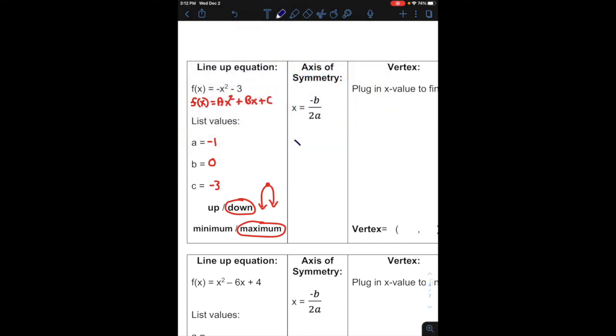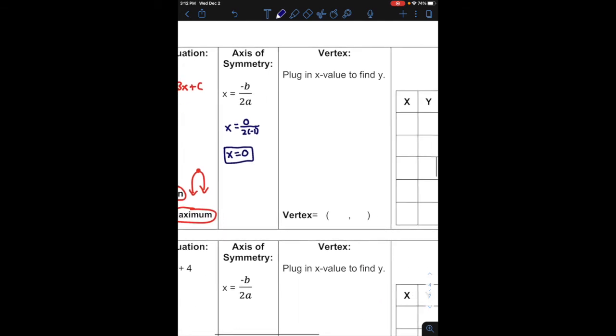Since we have x equals negative b over 2a, and b is 0, we have 0 divided by 2 times a, which is negative 1. And we know 0 divided by anything is 0. Therefore, the vertical line that will cut the parabola in half is the line x equals 0. It is actually right on top of the y-axis.